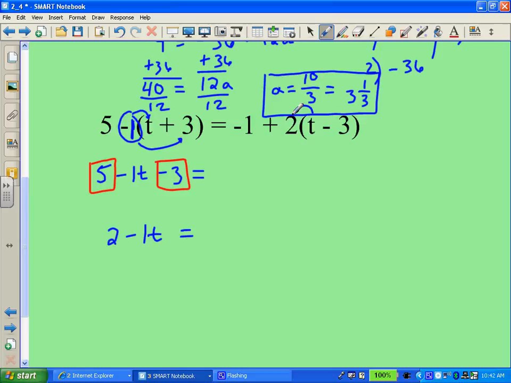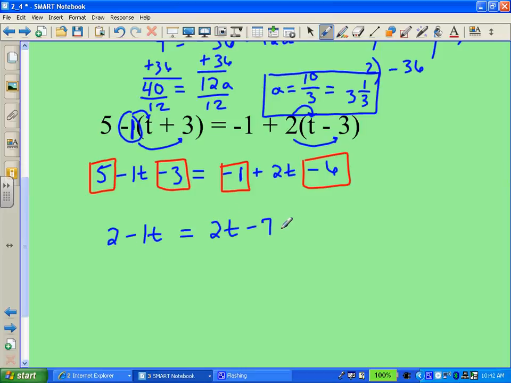Now let's look at the right side. I have a 2 in front of the parentheses, so I'm going to do 2 times t, which is 2t, and 2 times negative 3, which is negative 6. Now again, I have some like terms, so negative 1 and negative 6. If I put those together, I get negative 7, so I have 2t minus 7.